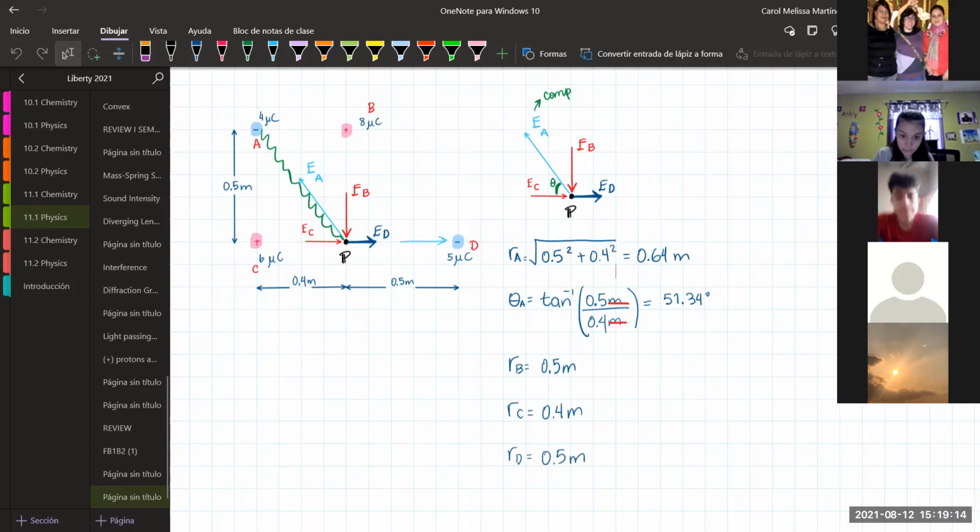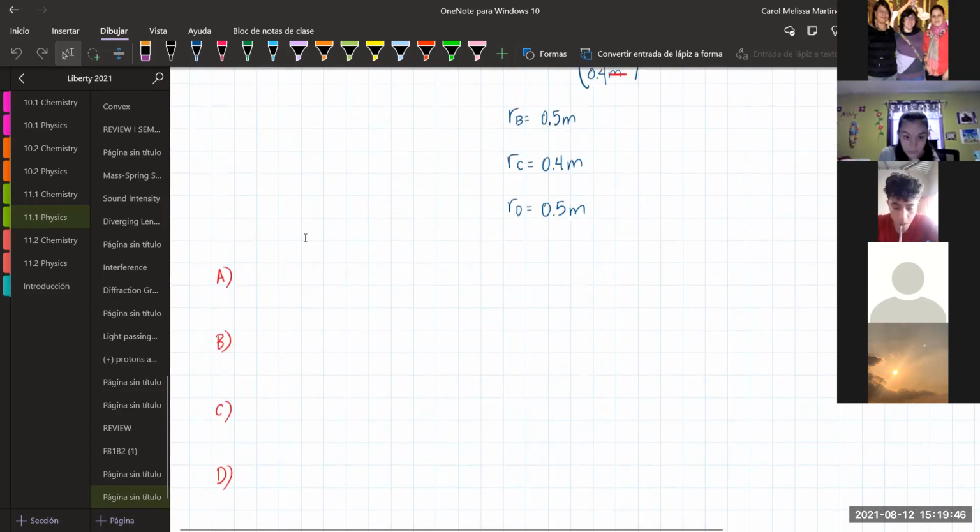Okay, and this is how I organize the data. This helps me a lot, but unbelievable, okay? It is amazing if you organize the data this way. Now from this, I will proceed to calculate each electric field, okay? So I'm gonna get the electric field in A, B, C, and D, okay? And I will get the electric field.